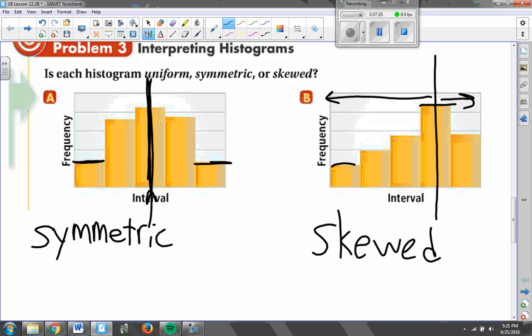So those are the things that I'm going to ask you to do in your practice problem set today. That is, create histograms and tell me if they are uniform, symmetric, or skewed.